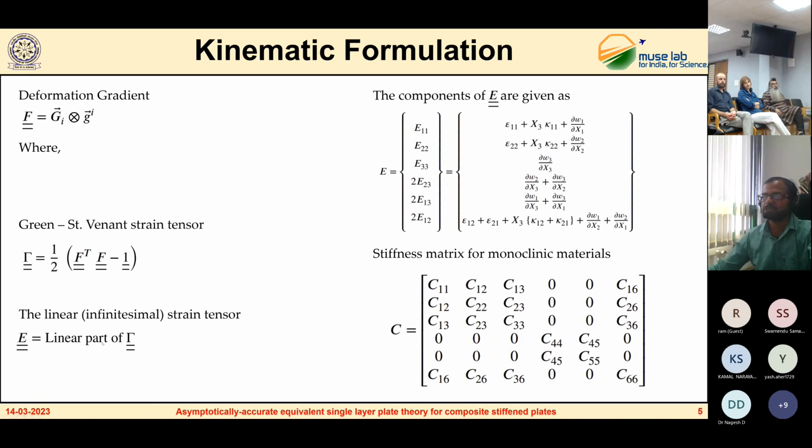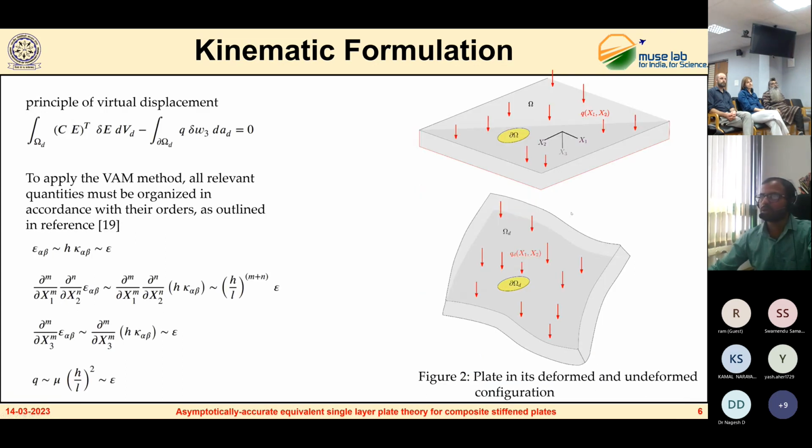The linear strain tensor comes in this form. Here we are considering monoclinic materials, so the stiffness matrix for the monoclinic materials is shown here. Now we want to find these warping components W1, W2, and W3. To find these, we have used the principle of virtual displacement. Here is the statement for this virtual displacement principle.